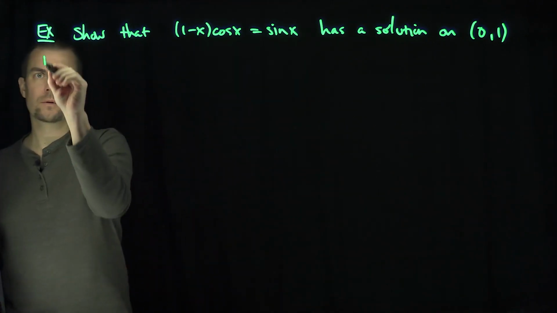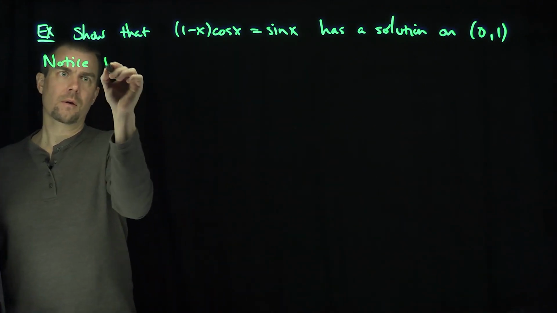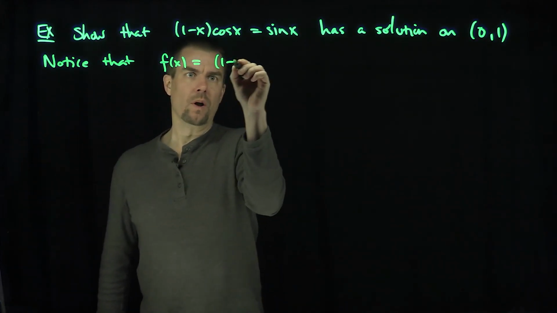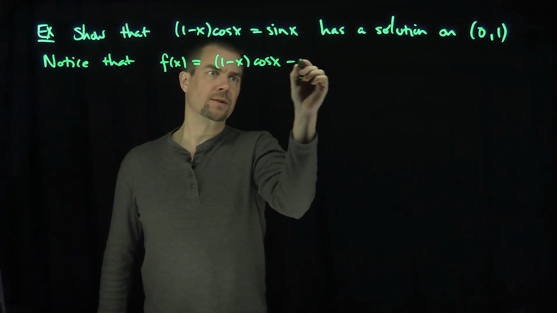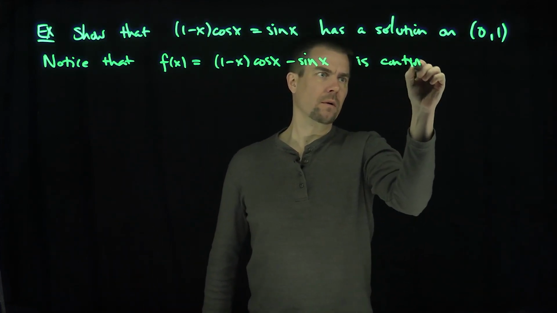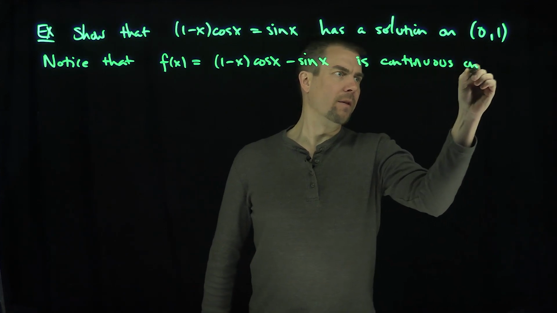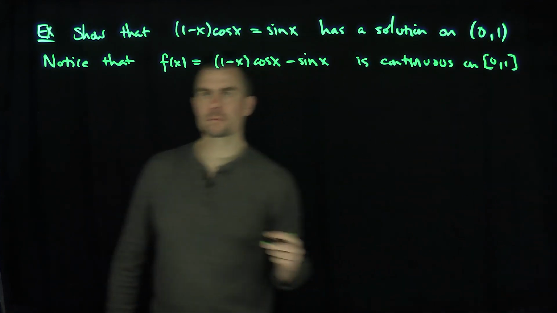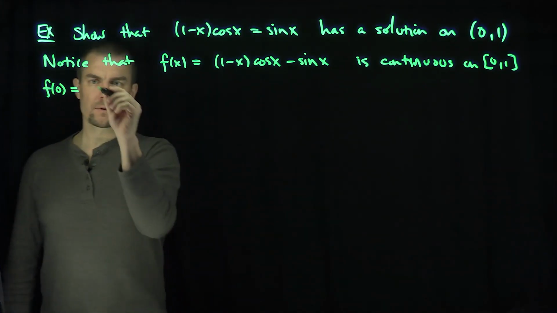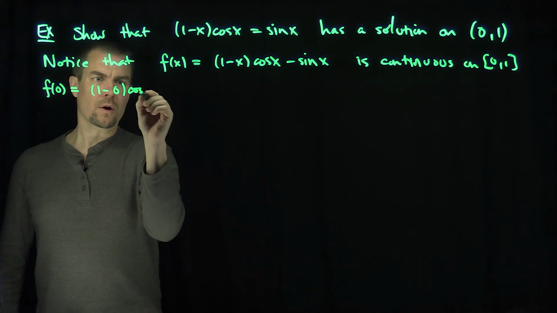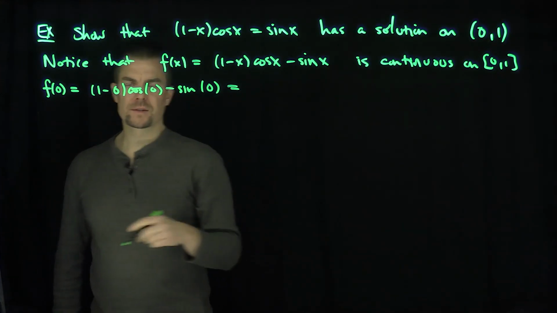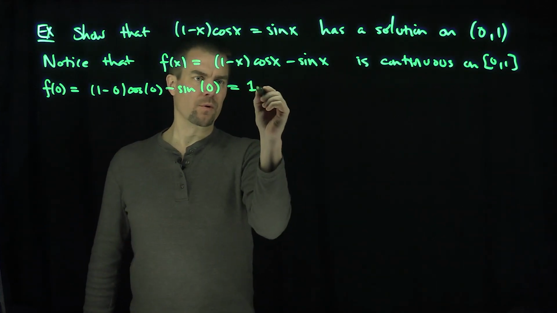So notice that f of x, which is the function 1 minus x cosine x minus sine x, is continuous on the closed interval 0 to 1. And so let's plug in 0 to this function. F of 0 is going to be 1 minus 0 cosine of 0 minus the sine of 0. And that's equal to what? Well, the cosine of 0 is equal to 1, so f of 0 is equal to 1.